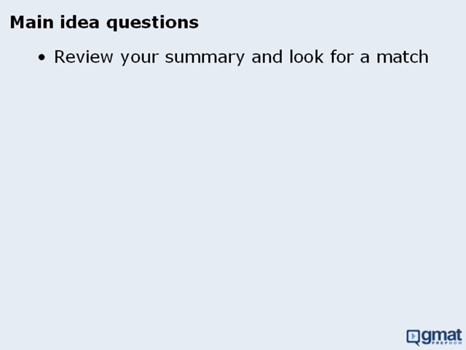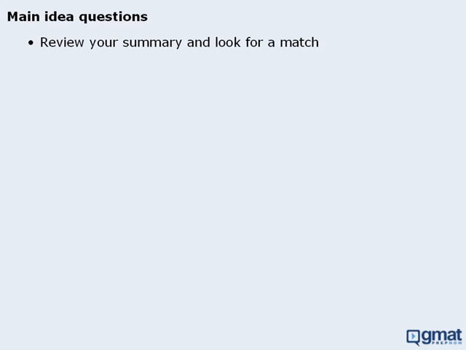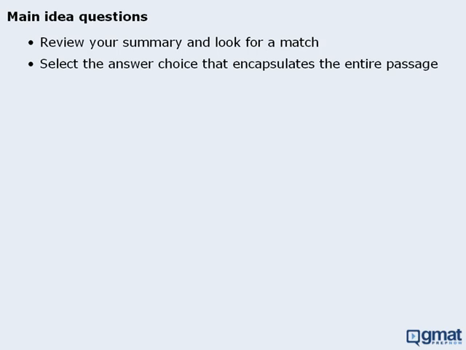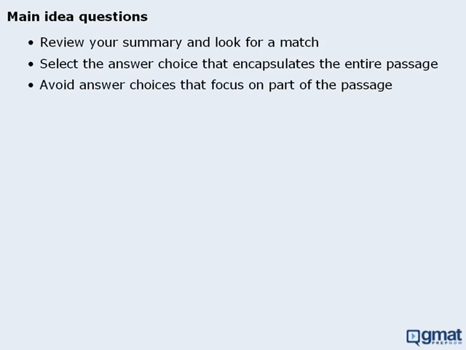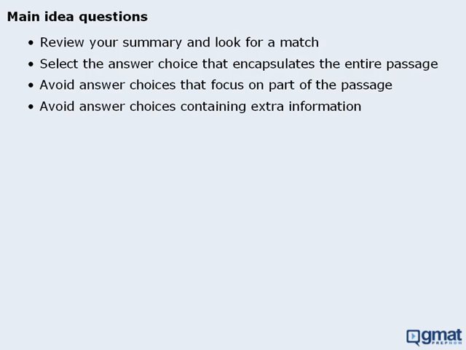Now, when examining the answer choices, you should remember that you're looking for one that encapsulates the entire passage. I mention this because incorrect answer choices are often too specific and fail to summarize the big picture. So on a related note, you should avoid answer choices that focus on only one part of the passage. You should also avoid answer choices that contain information not mentioned in the passage. This is another common type of incorrect answer choice.